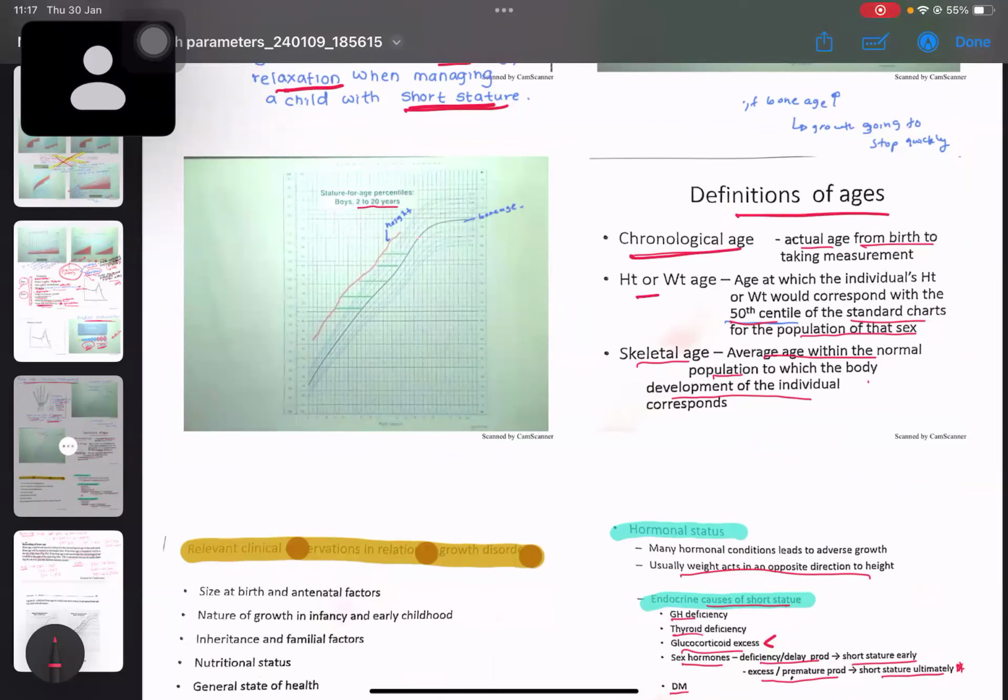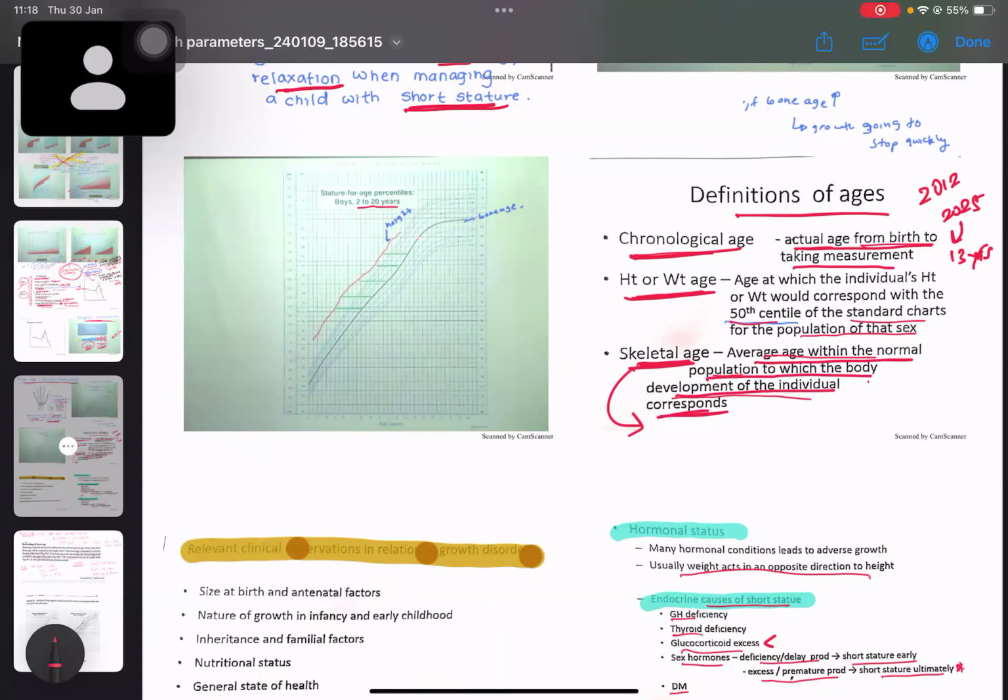Then there are some terms whose definitions you should know: chronological age, height or weight for age, skeletal age. What is chronological age? Chronological age means actual age from birth. If the child is born in 2012 and now it's 2025, then the chronological age is 13 years. This is just a mathematical calculation. But the skeletal age is not like that. Skeletal age means the average age within the normal population to which the body development of the individual corresponds.